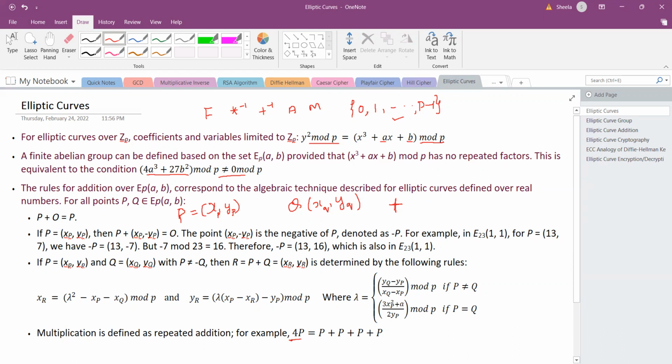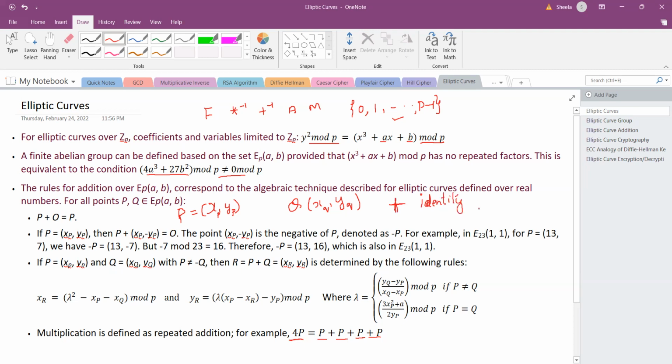If I want to consider 4 times of P, I need to add P 4 number of times, and then we call it 4 times of P. As a result, here we are using only addition rules. And when we consider addition rules, we have to consider the corresponding additive identity as well as the inverse.